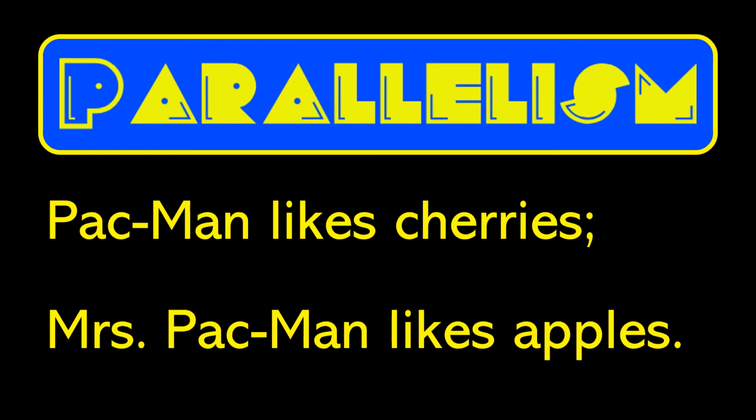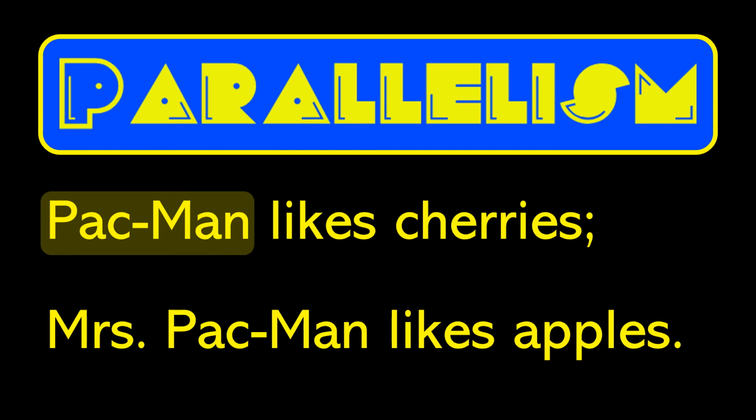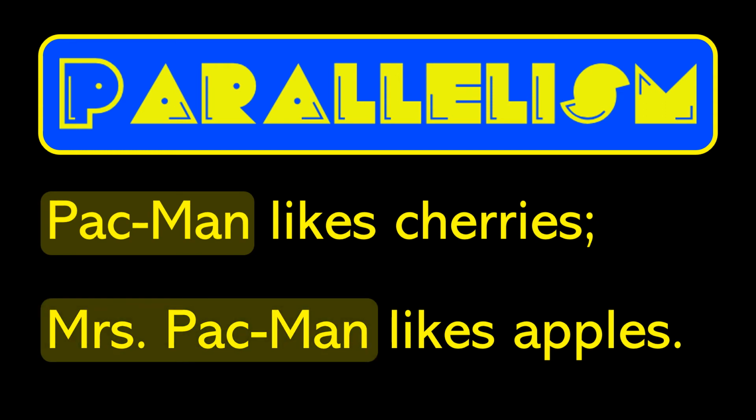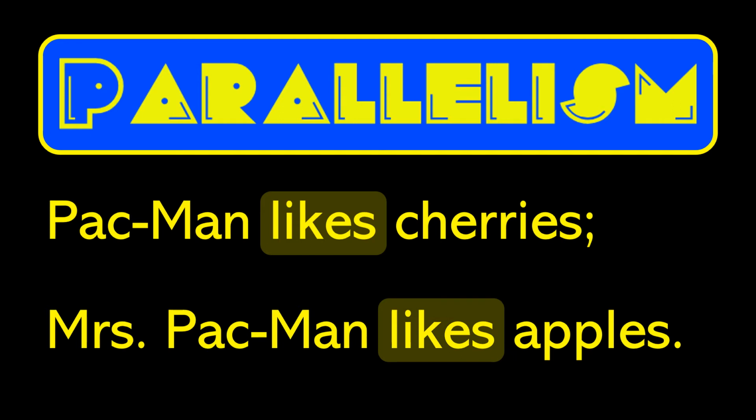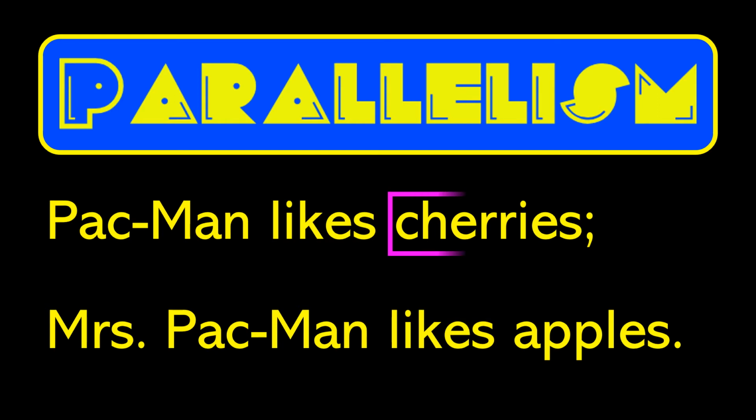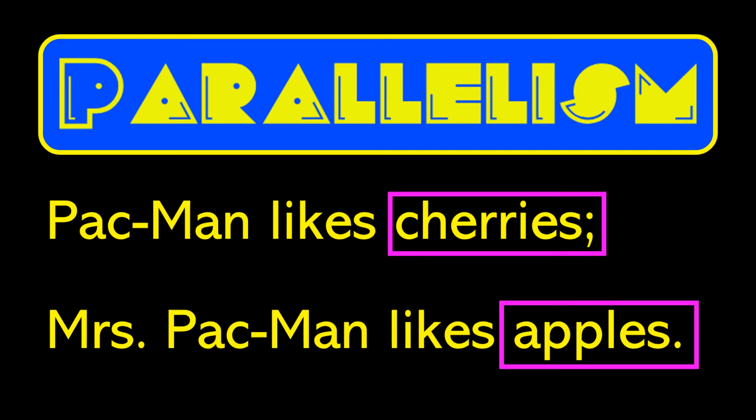Let's begin with the parallelism. We have Pac-Man likes cherries, Miss Pac-Man likes apples. Pac-Man starts the first clause, Miss Pac-Man starts the second, and the reader can immediately see that the subjects are similar. Then that's reinforced with the verb. Both sentences use the word likes as the primary verb. And finally, each of the clauses close out with a fruit. We got cherries and then apples. And when the reader sees the parallel sentence structure and the semicolon linking them together, they can see and understand your emphasis here is to compare and contrast what Pac-Man and Miss Pac-Man respectively like.